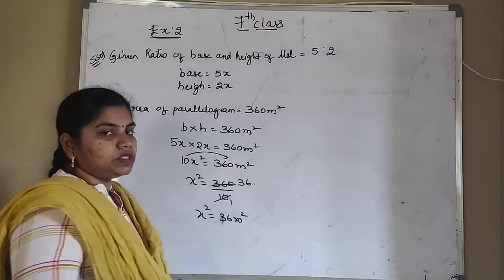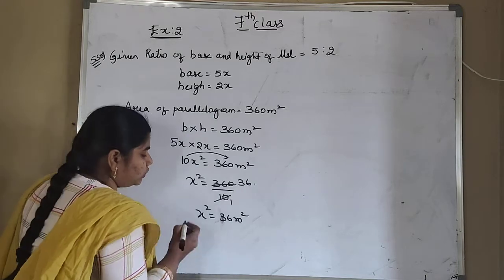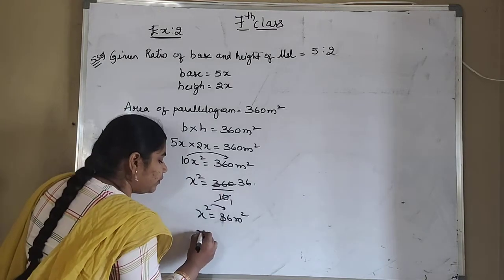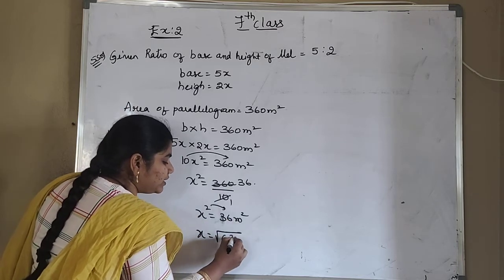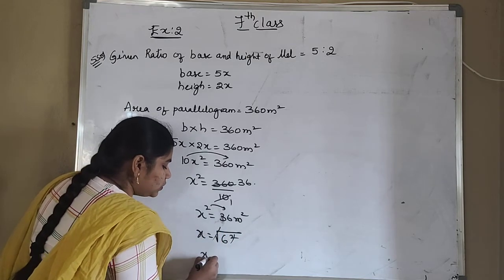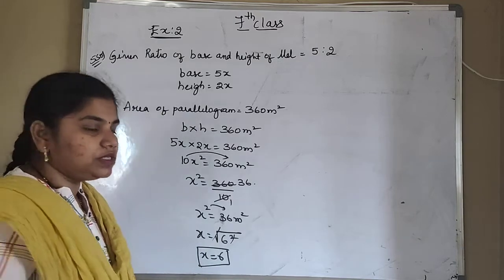Which two numbers will you multiply to make it 36? That will be 6 into 6. So if I transpose this square to the other side, that will be in the form of square root. 36 can be written in the form of 6 square, so the square root will get cancelled. So what is the x value here? 6. X value is 6.